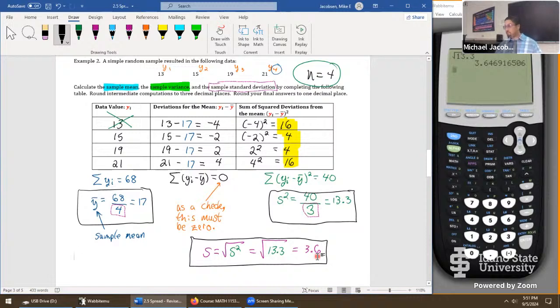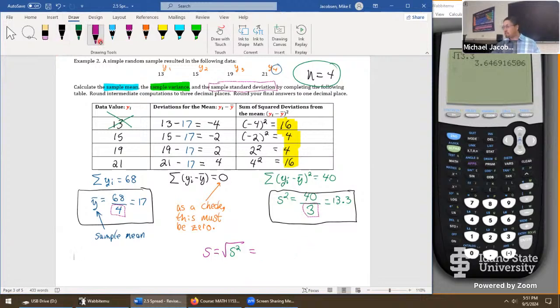Yeah, go ahead. Should 13.3 be considered an intermediate number and not the final answer? This one right here, the 13.3? Yeah, that's a good question on this one. It's kind of debatable the way I wrote this out. It says round intermediate computations to 3 decimal places. This is the final answer for variance, but it's an intermediate computation for the standard deviation. So I totally agree. If you left it like this, I would give it full credit, but let's write out a second alternative. You don't have to change your notes.